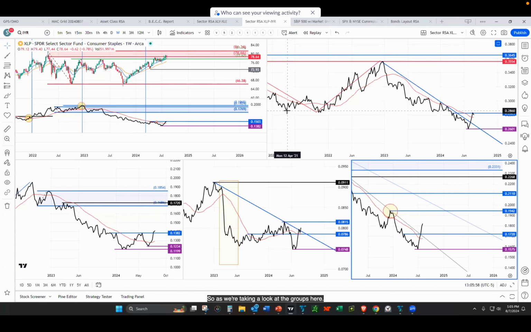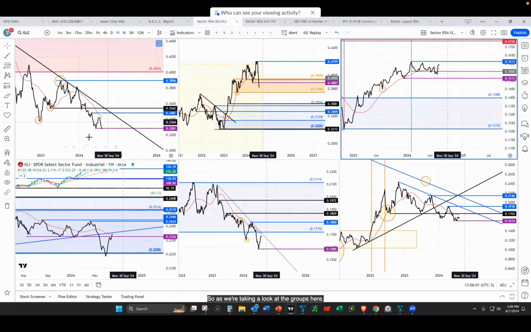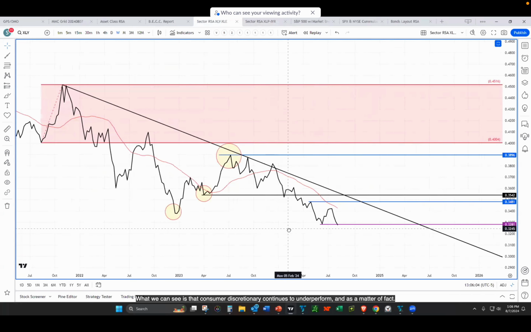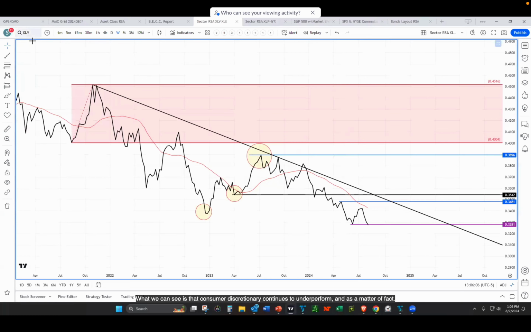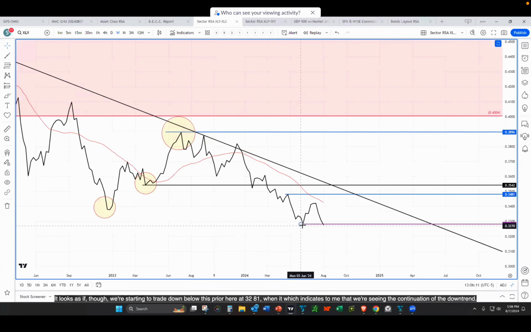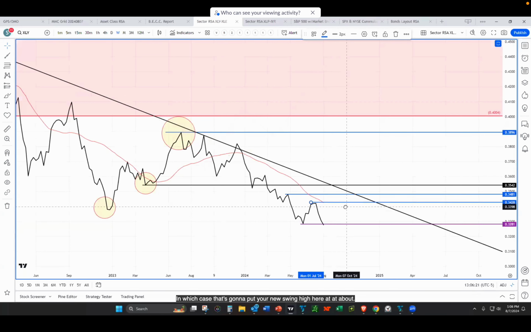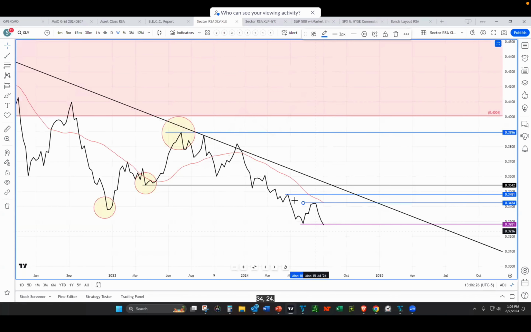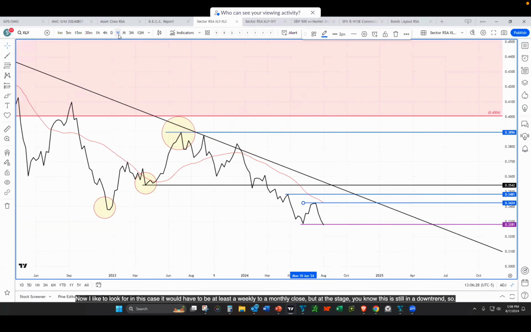So as we're taking a look at the groups here, okay, what we can see is that consumer discretionary continues to underperform. As a matter of fact, it looks as if we're starting to trade down below this prior low here at 32.81, which indicates to me that we're seeing the continuation of the downtrend. In which case, that's going to put your new swing high here at about 34.24. Now, I like to look for, in this case, at least a weekly to a monthly close below that level. But at this stage, this is still in a downtrend.